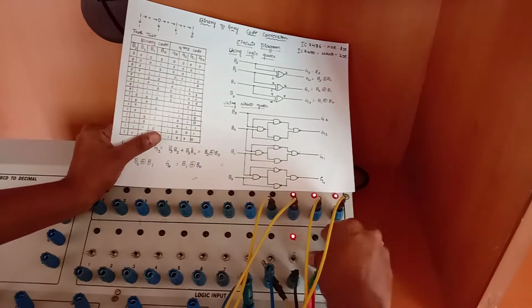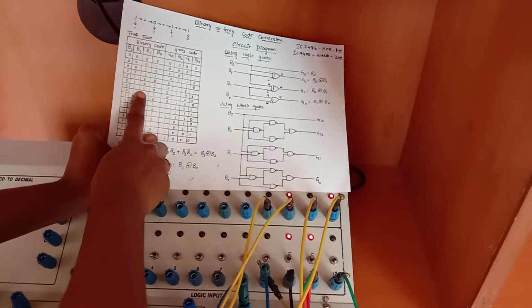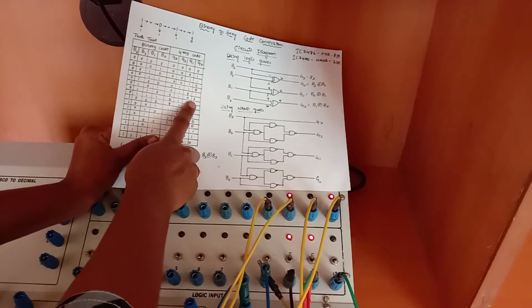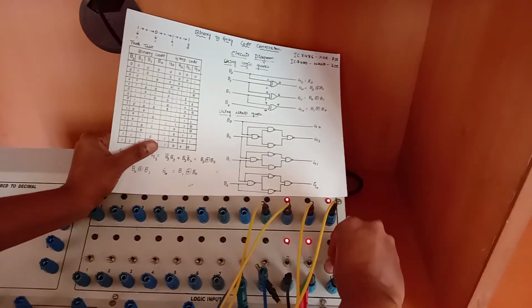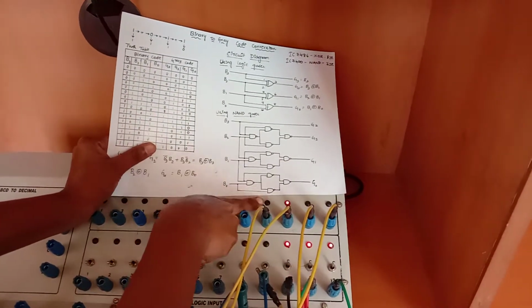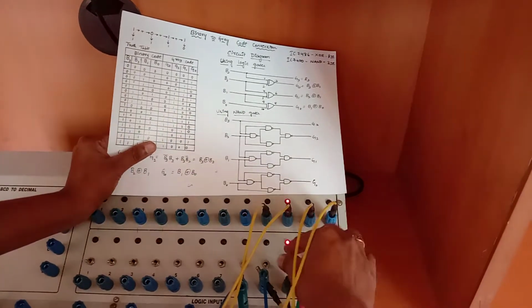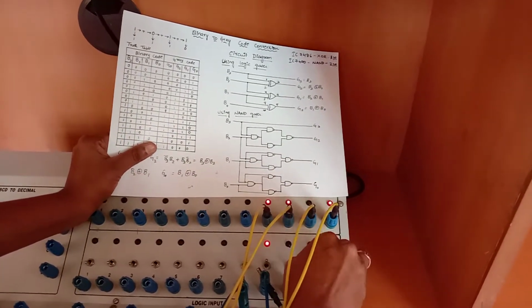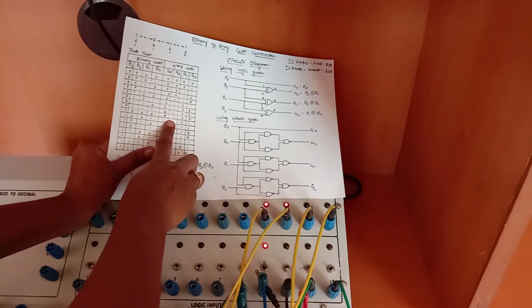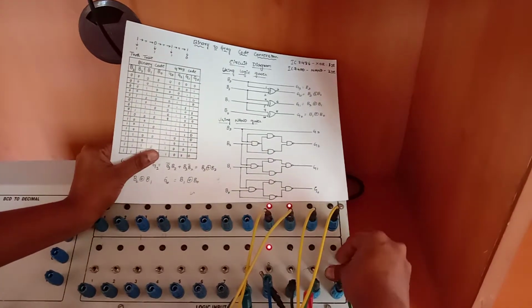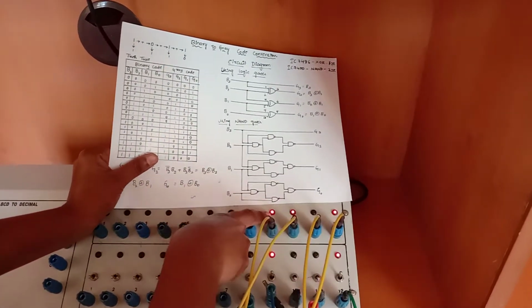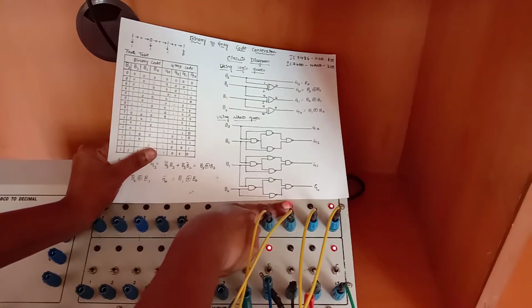And for the input 0 1 1 0, you can observe the output is 0 1 0 1. And for the input 0 1 1 1, you can observe the output is 0 1 0 0. And for the input 1 0 0 0, the output is 1 1 0 0. For the input 1 0 0 1, you can observe it is 1 1 0 1.